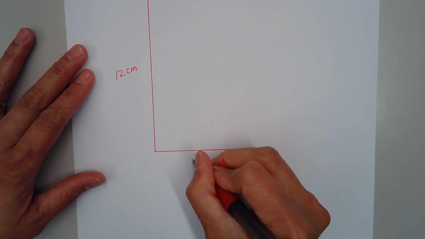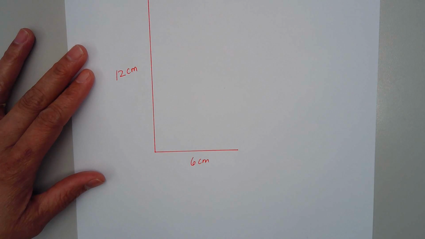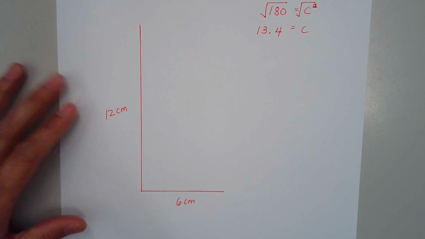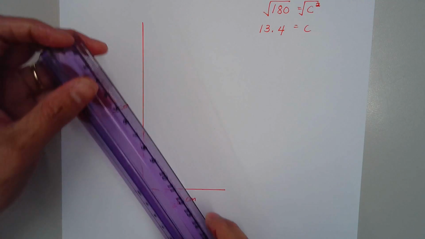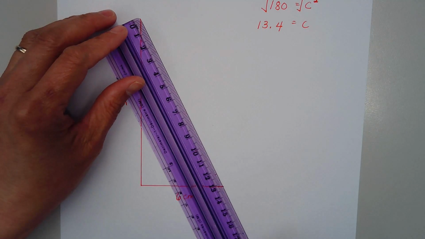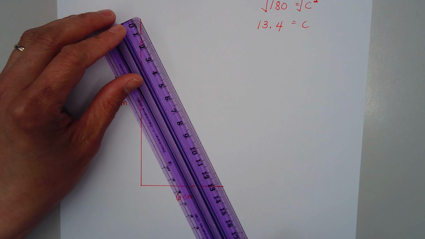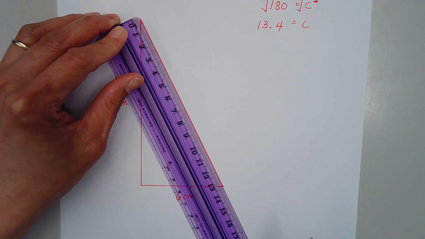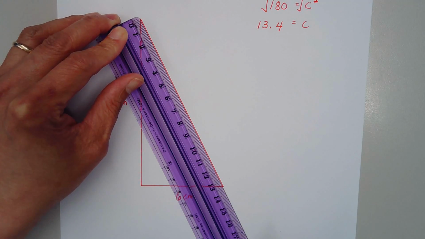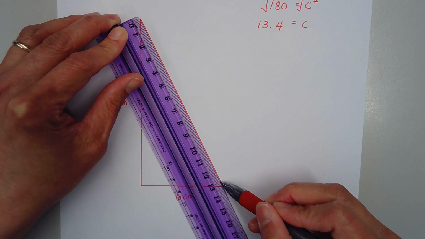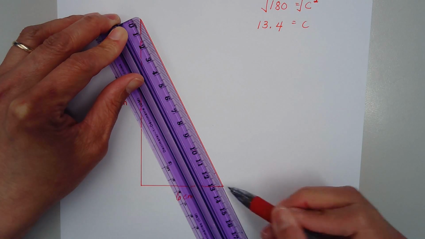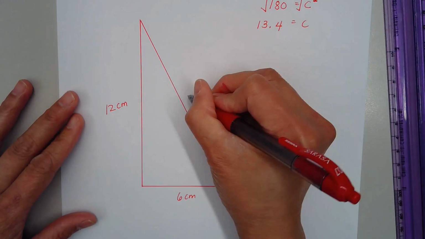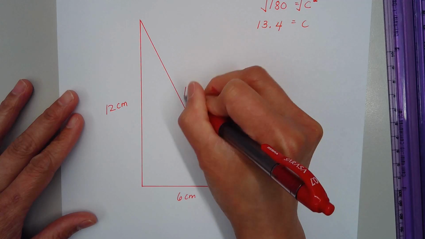What did we say again? 13.4. Guess how long this is? 13.4 centimeters. Yeah, this better be 13 point something. Does it look like 13.4 to you? It's 13 here and then a bit more. 13.4. It's not magic. It's called the Pythagorean Theorem.